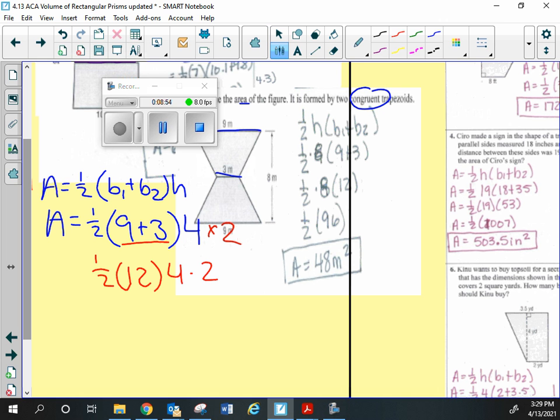What could I do? Half of any of them. Like, just pick your favorite. I like to get rid of big numbers, so half of 12 is 6. 6 times 4 is 24, times 2, 48. Okay, my units would be meters squared.